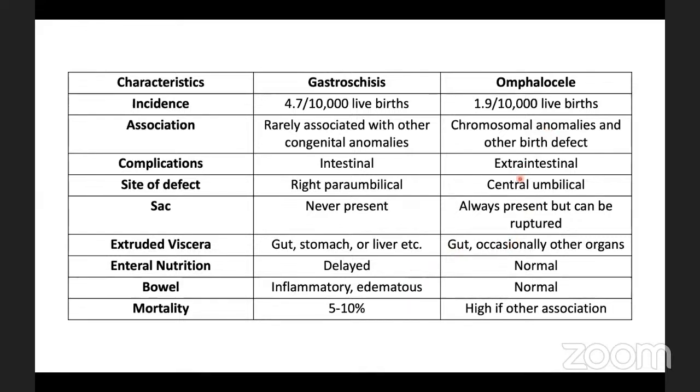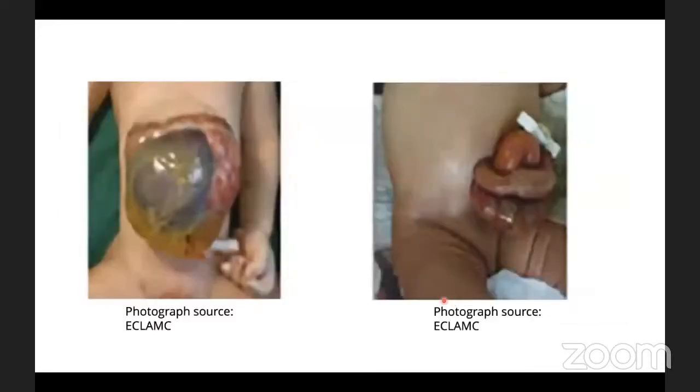However, no such thing is observed in omphalocele because it is covered with a sac. Usually the mortality is about 5 to 8% in gastroschisis, while it is higher in omphalocele if it is associated with other anomalies. This is how it looks. Omphalocele, which has a sac there, and gastroschisis looks like this. Please note the orientation of the umbilical cord.